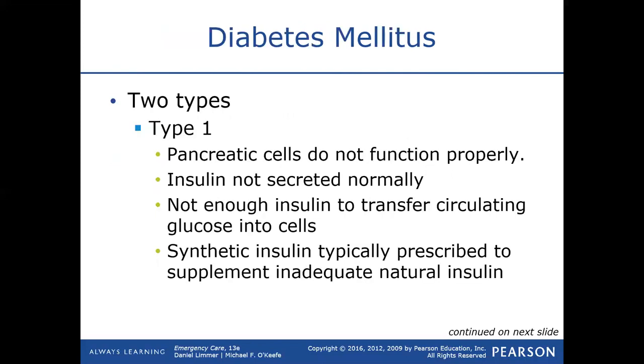All right, there's two types of diabetes. Type 1 means that the pancreatic cells do not function properly. Insulin's not secreted normally, not enough insulin to transfer circulating glucose into the cells, and typically synthetic insulin is required for the body to function properly. So people will inject themselves with insulin, and that's a varying dose that the doctors will prescribe for these people.